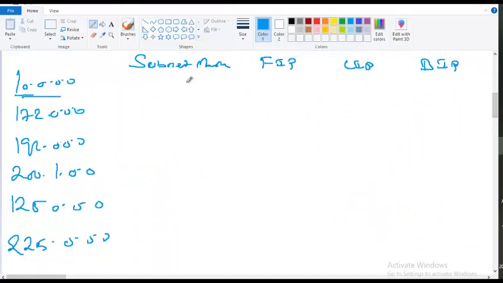Now, you need to fill all these things. What will be the subnet mask? One more thing: what class does it belong to? What will be the subnet mask of all this? First IP, last IP, and broadcast IP.